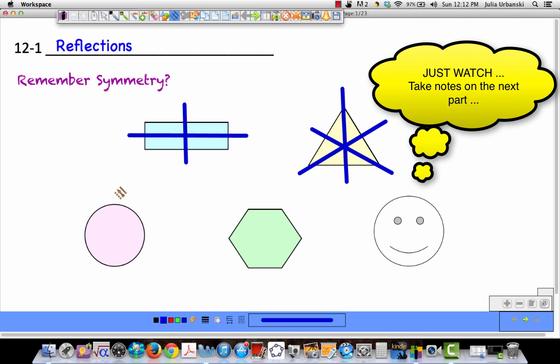A circle has an infinite number of lines of symmetry, because anywhere you cut a circle down the middle, it's going to be symmetrical on the other side. You could draw any number of lines you wanted to going right down the middle.